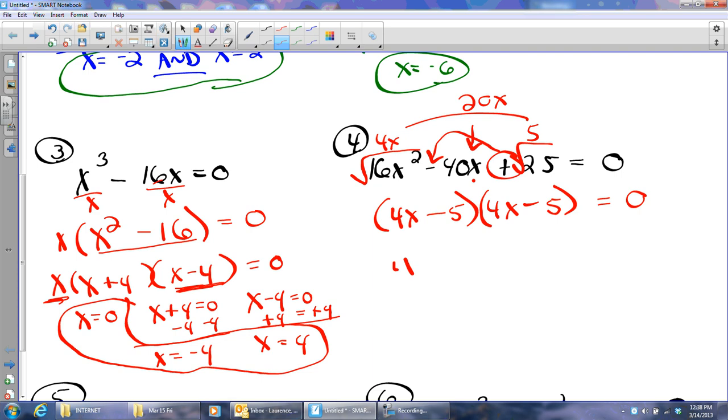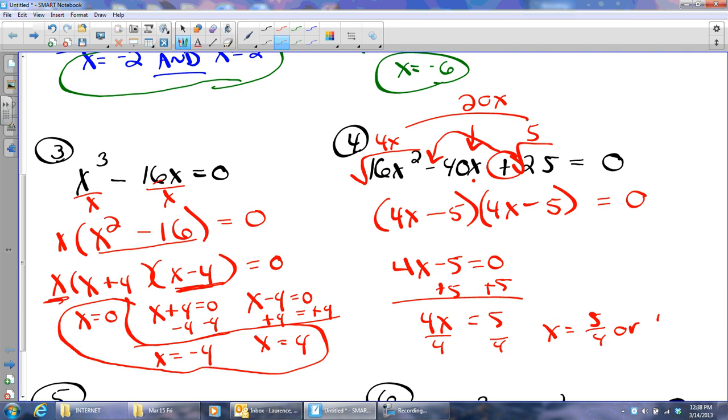I'm going to set 4x minus 5 equal to 0. I'm going to add 5 to each side. I'm going to get 4x equals 5. And then I'm going to divide by 4. And so x is going to equal 5/4, or if you prefer, 1 1/4. Notice I'm not running to a decimal on that. I like the fraction, and you'll see why later.